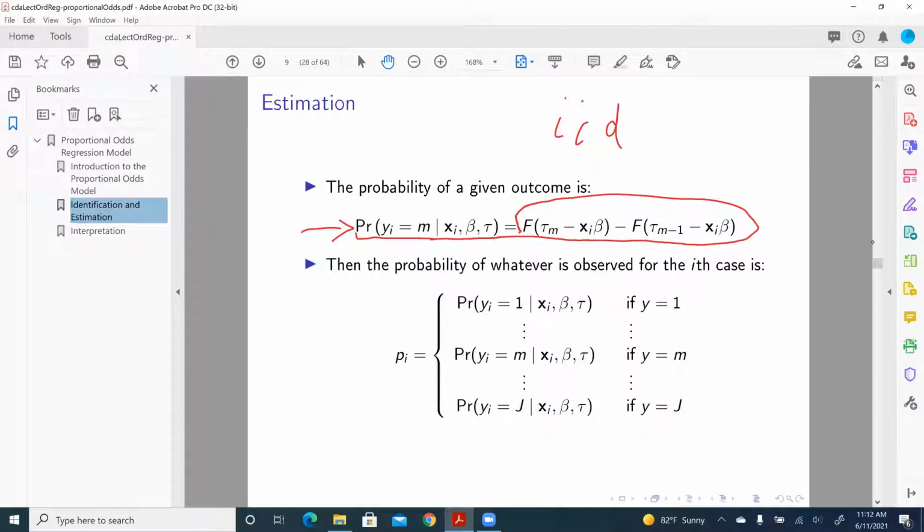Okay? So we could have a couple of possibilities, right? Here for probability, for y equal to 1, we have this probability and it can be expressed as a difference of these two. And for y equal to 2, 3, 4, 5, till y equal to m, the highest response level.